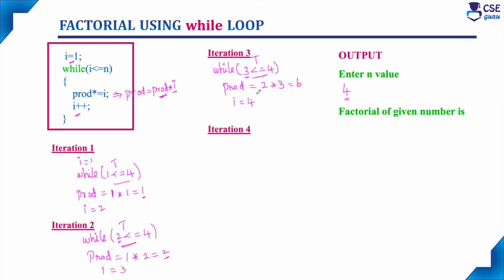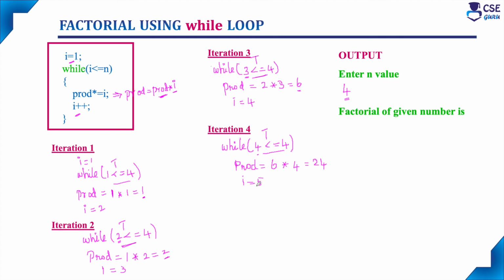With i value 4, consider the fourth iteration. Check the condition: 4 less than or equal to 4. The less than condition fails, but the equality condition is satisfied. So 4 is equal to 4, condition true. Then find the product: the previous iteration product value, that is 6, into the current iteration i value 4, so we will get 24. Now at the end of the body of the loop, update the i value. The i value gets updated to 5.